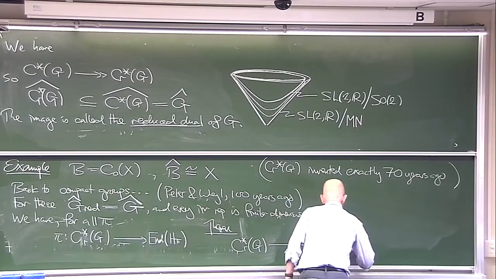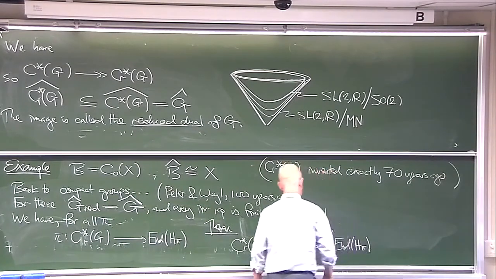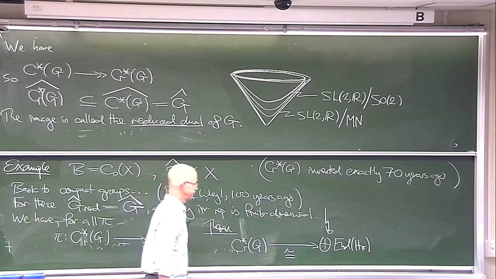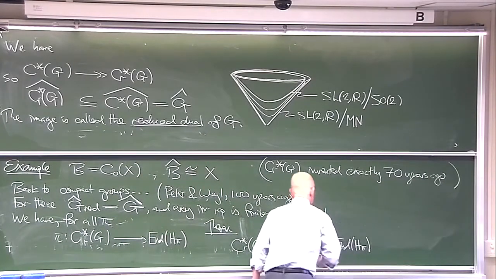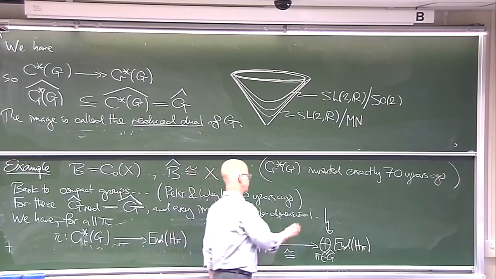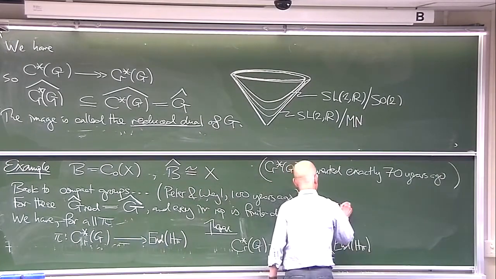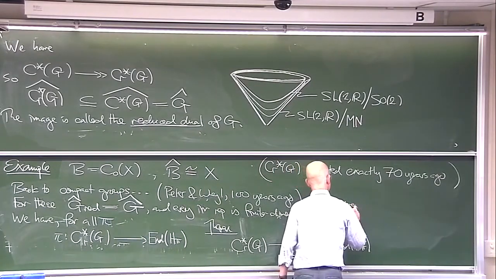Which is an isomorphism of C-star algebras. And I just need, so the sum here is over all irreducible representations of G, up to equivalence. I just need to tell you that this thing is what's called the C0 direct sum.